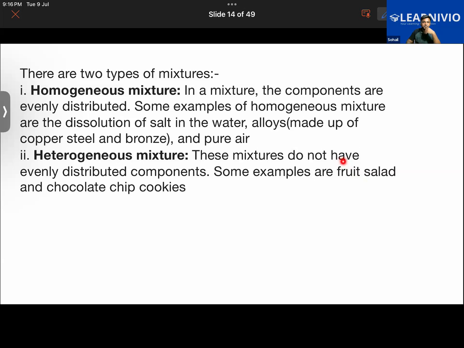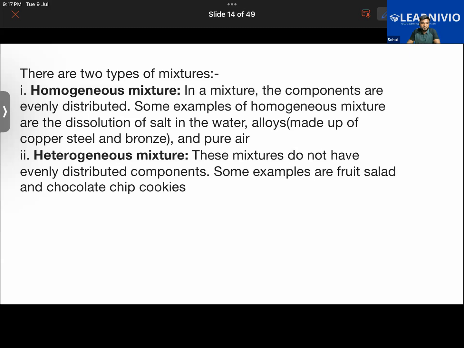But in the example of salt and water, you cannot recognize where the salt is, where the water is. It's all going to be mixed together and will have a uniform composition. And it will appear like a single substance, but it is actually not a single substance. Salt and water, or sugar and water, appears as a single substance. But is it actually a single substance?